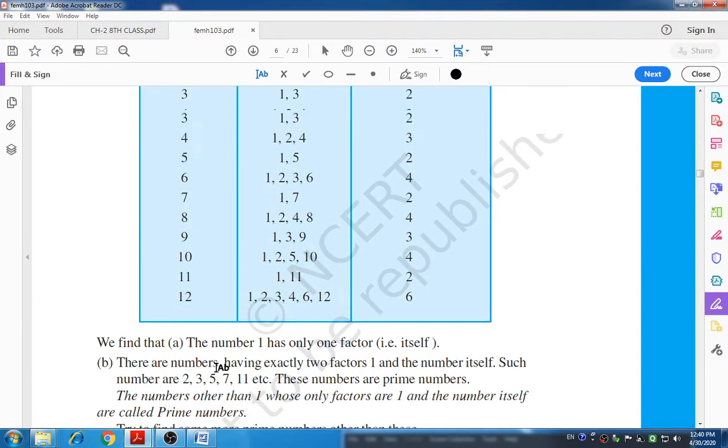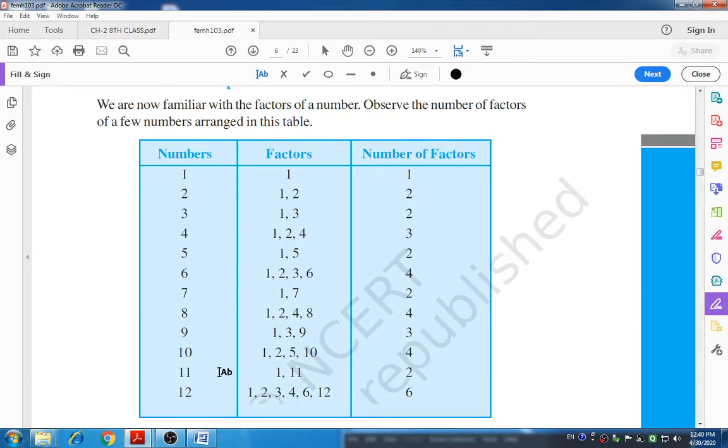We find that the number 1, look at here in this table, has only one factor, and that is itself. The numbers having exactly two factors, 1 and the number itself, are such numbers as 2, 3, 5, 7 and 11. These numbers have exactly two factors, that is 1 and that number itself.